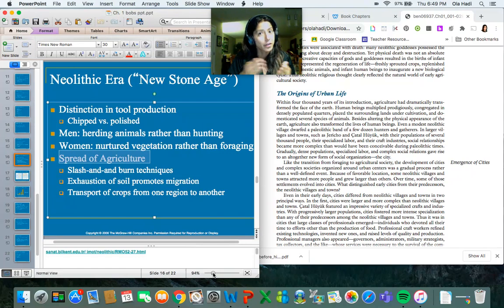And that has a couple of effects. One effect is it spreads knowledge of how to practice agriculture to new lands, and the other effect is it spreads the actual crops themselves. So this tells you about that slash and burn method of practicing agriculture and how the exhaustion of soil promoted migration and the transport of crops from one region to another.